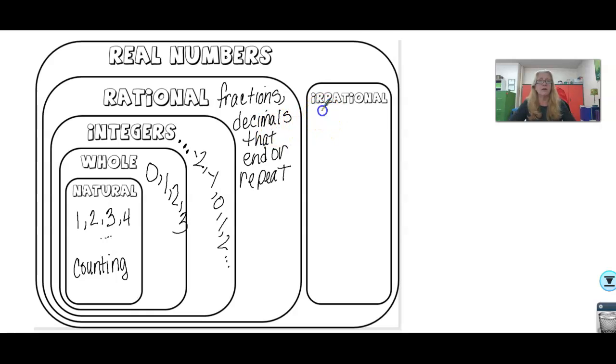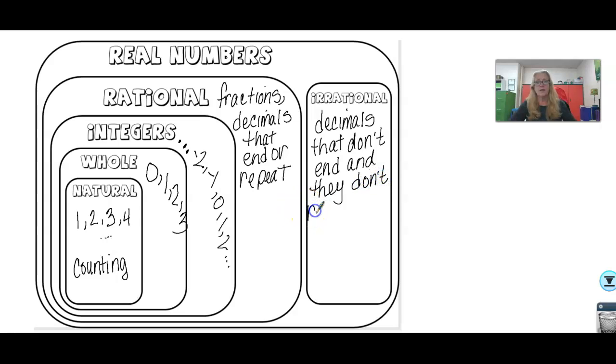Irrational numbers are decimals that don't end and don't repeat. They don't end and they don't repeat. One of the most famous ones, of course, is pi. Pi is an irrational number.